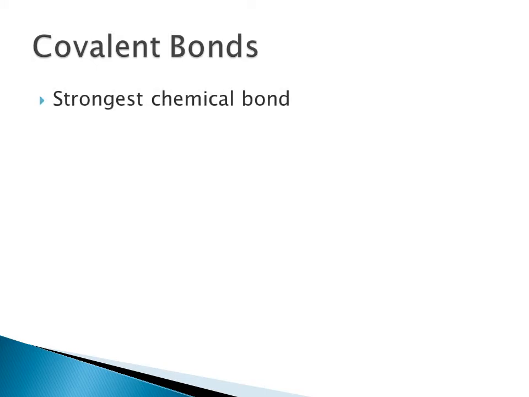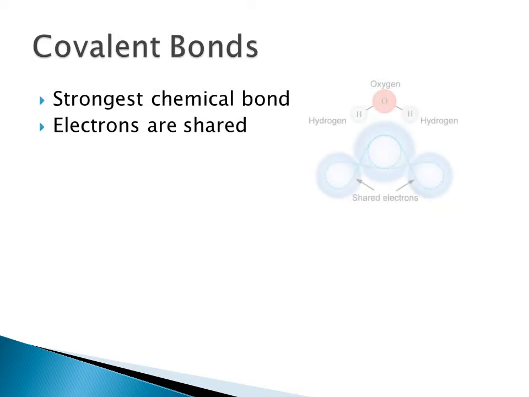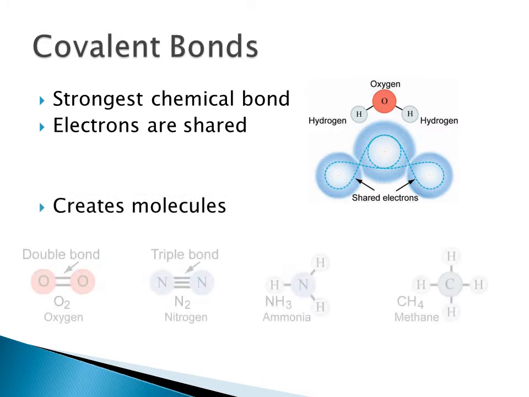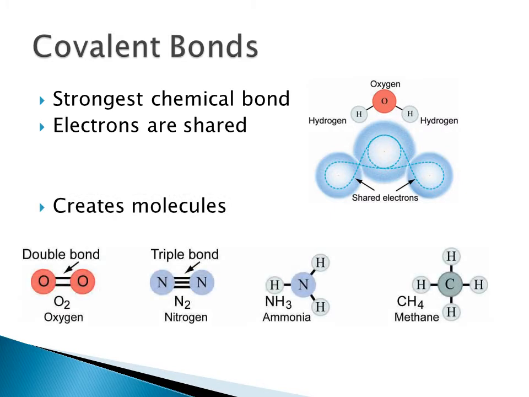Looking at covalent bonds a little more closely, they are the strongest chemical bond, and that is because electrons are being shared between atoms. So this is how molecules are made. Things like water, or oxygen gas, or nitrogen gas. O2, N2, H2O, NH3, CH4.